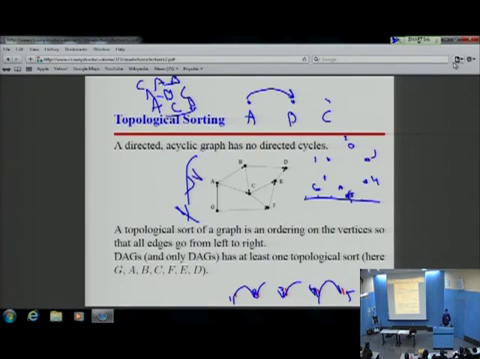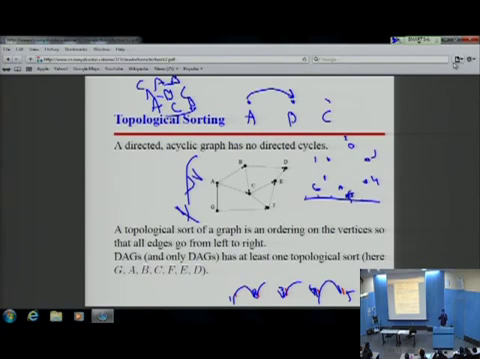Does everybody see this? 5 can't be before 4, which can't be before 3, which can't be before 2, which can't be before 1. And there's no way to rearrange those 5 vertices such that all the edges go from left to right. How many people see what I'm saying? Anybody confused or any other questions about this?